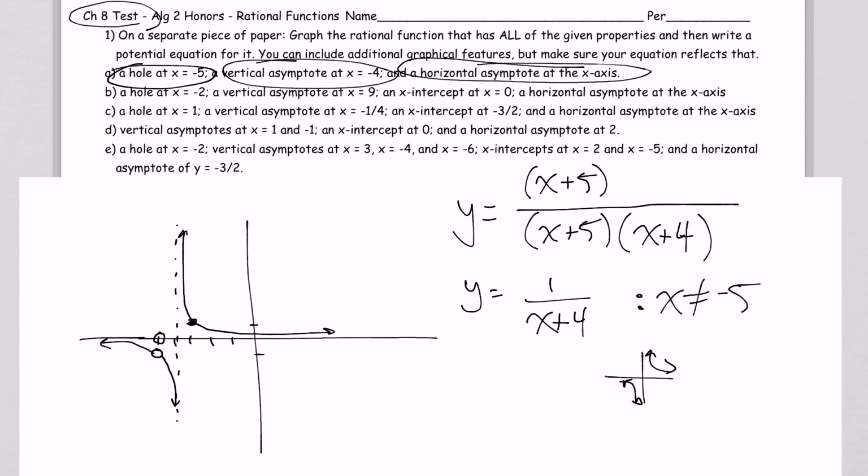Now, this is absolutely 100% not the only possible answer. There are infinitely many possible answers you could provide. This is just the simplest possible answer. It's the simplest equation and graph that gives us all of these features that we're requesting. So there you go.